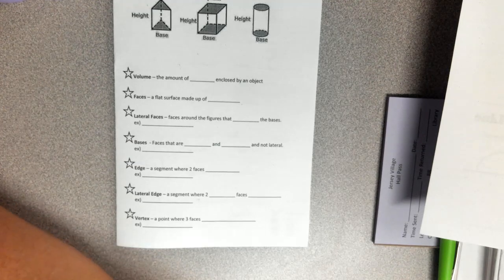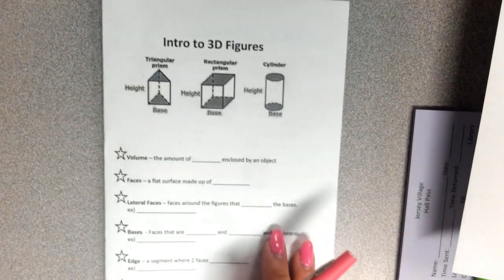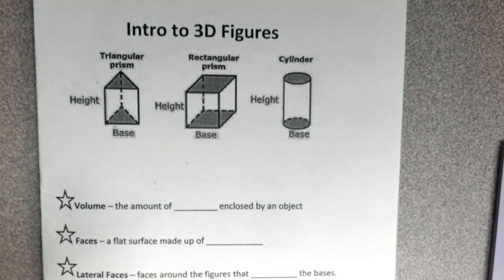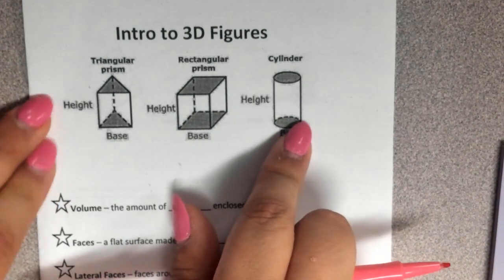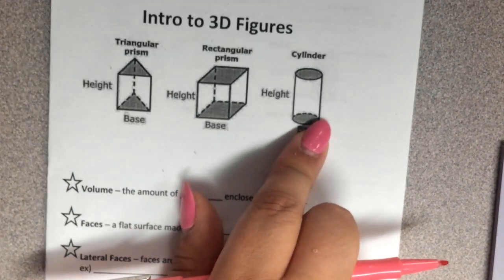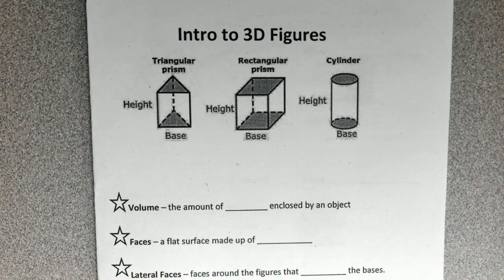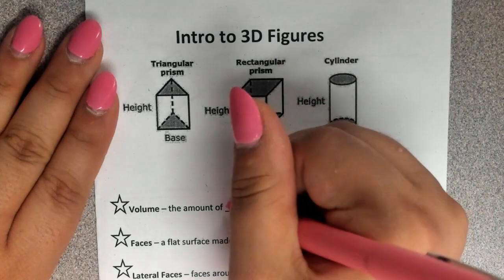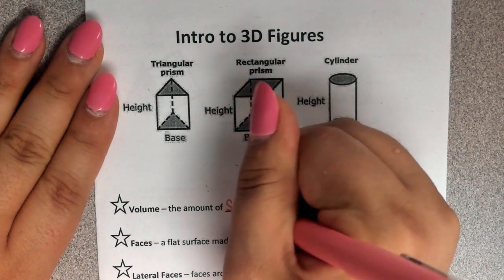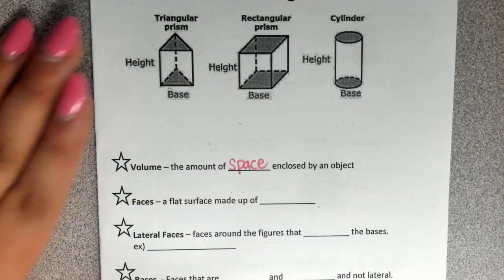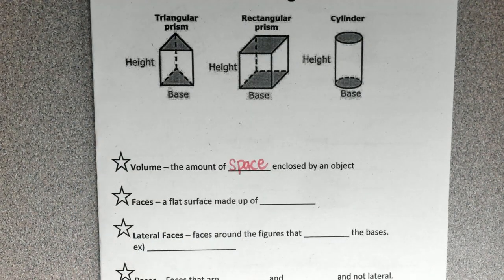All right, so we are talking about volume today. Here's a triangular prism, a rectangular prism. We already talked about cylinders. What other shapes did I say we're going to be dealing with? Cones, pyramids, and spheres. And then cubes are a prism as well. So volume is the amount of space enclosed by an object.